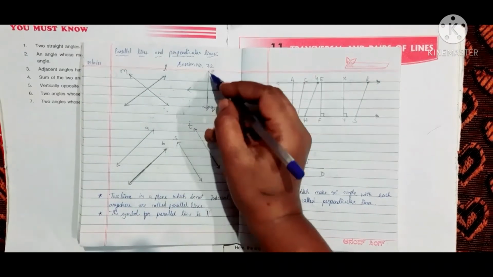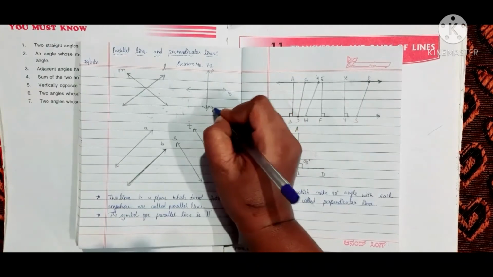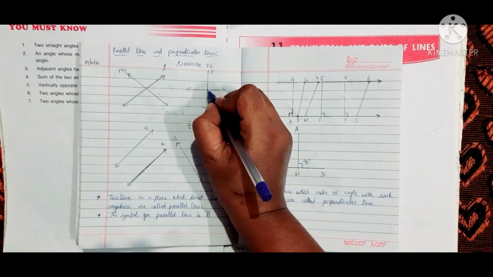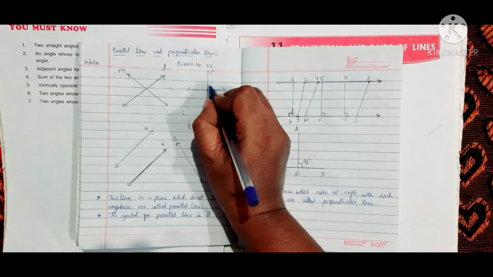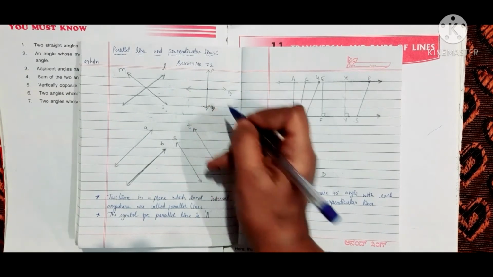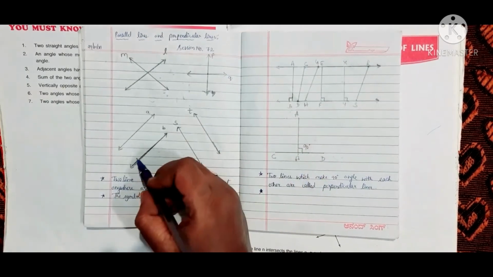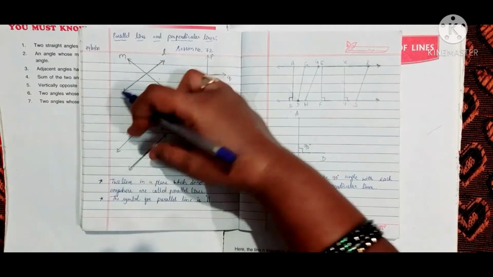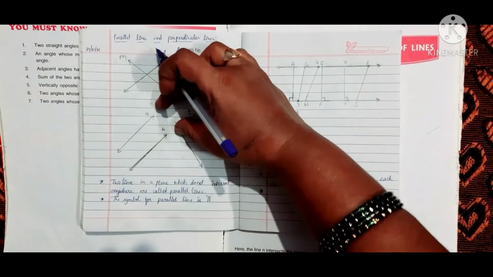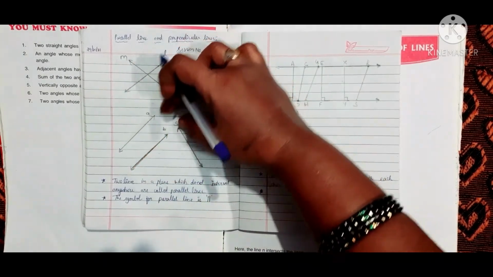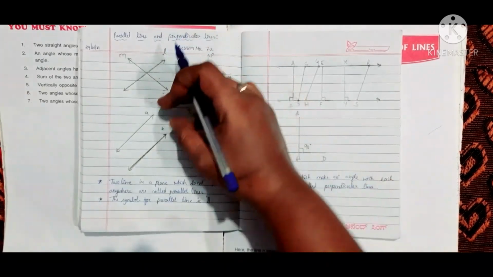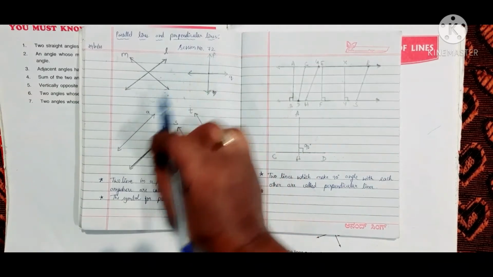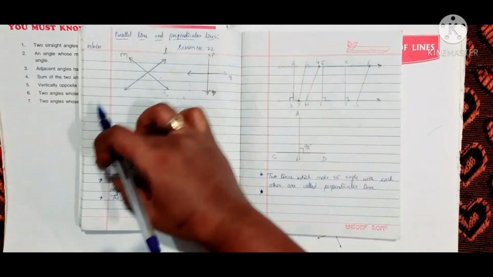Here also lines P and Q, these two lines are intersecting or meeting at a point. So these two lines are called intersecting lines. Whereas the lines A and B, you can see here, they do not intersect anywhere at any point when the lines are extended in both directions.